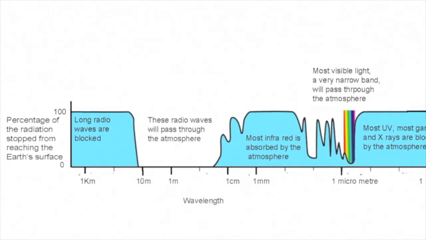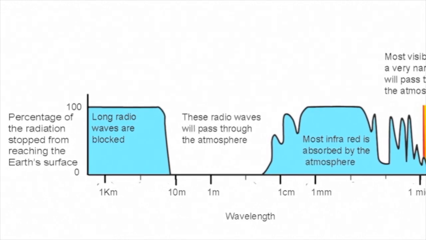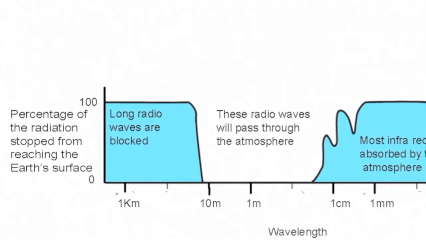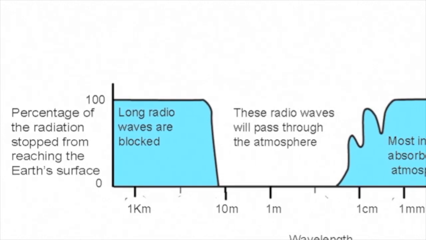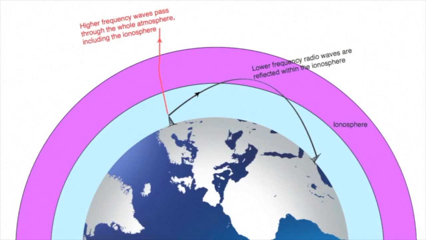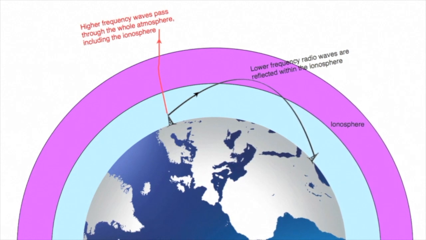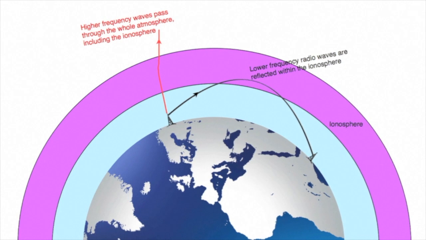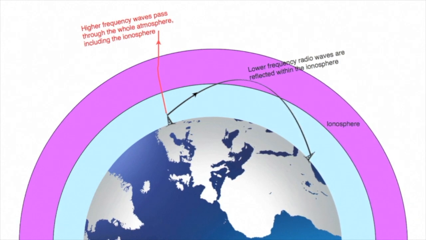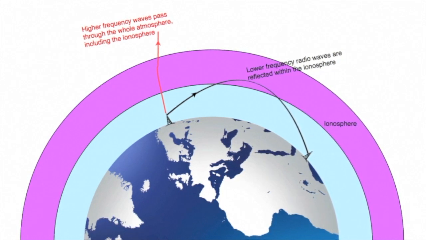Not all waves will pass through all of the atmosphere. This diagram illustrates which waves will pass through which parts of the atmosphere. You can see that long radio waves are blocked by the upper atmosphere. The shorter radio waves will pass through the atmosphere. This is a very important property for long-distance transmission. Long radio waves will, when transmitted, reflect from the upper atmosphere, from the ionosphere, and this means that they can be received a large distance away around the curvature of the Earth. Shorter radio waves, including those used for television program transmission, will not do this.